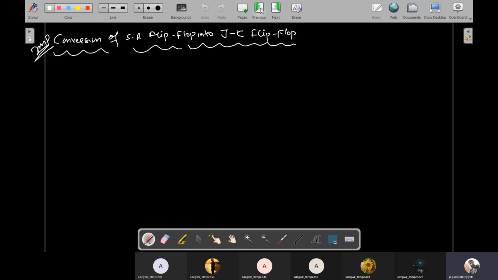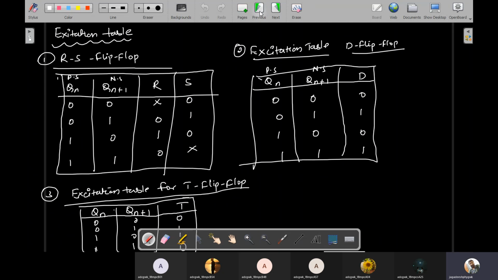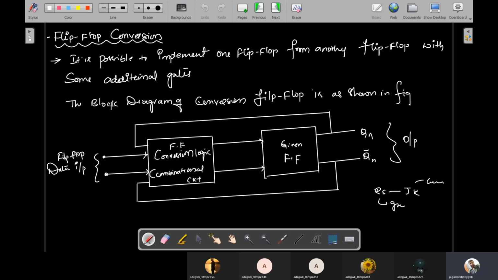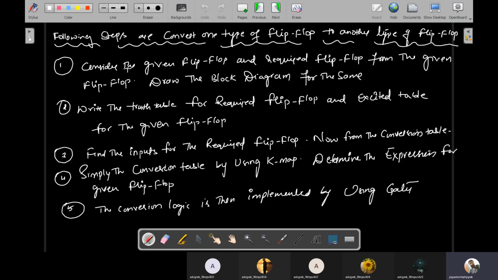In the previous class, I explained the concept of flip-flop conversion. This is the block diagram of flip-flop conversion: the flip-flop conversion logic combination circuit, as well as the given flip-flop. These are the flip-flop data inputs and these are the outputs. In the previous class I explained all these things.